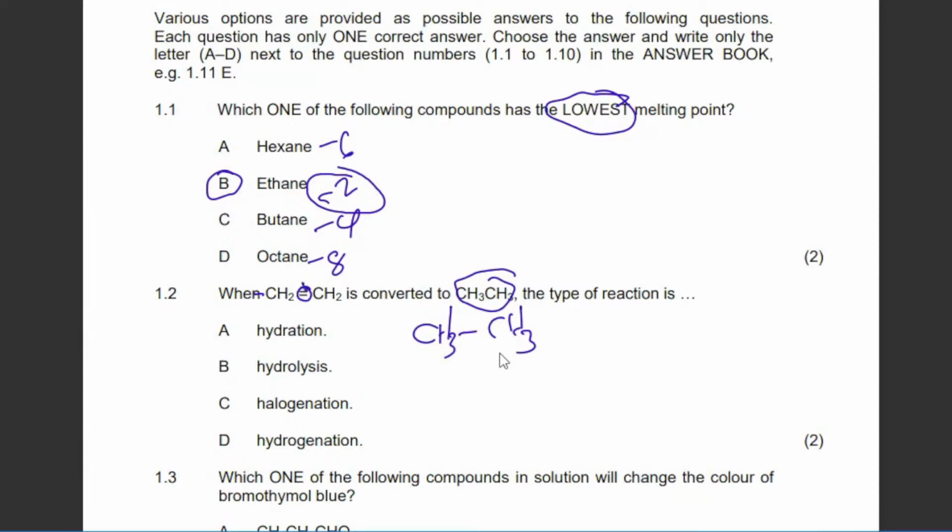It's going to break in the middle. One comes this side, another one comes that side, I mean the parts, and then this one is going to receive one hydrogen, and also this one is going to receive one hydrogen. That's why you count them 1 plus 2, which is 3, and then here 2 plus 1, which is 3. So since we are adding hydrogen in the reaction, the answer must be hydrogenation. Is there hydrogenation there? So the answer becomes D.